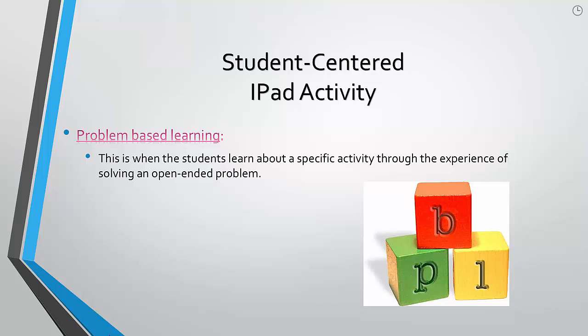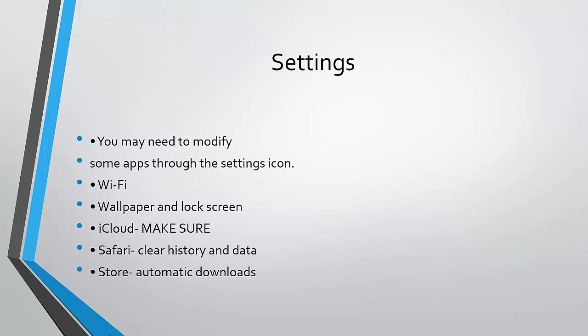Problem-based learning. With this method, the students learn about a specific activity through the experience of solving an open-ended problem. And if we talk about settings, the students will all come and create a solution for an open-ended problem. For instance, wallpaper or a lock screen, how to put it on their iPad and how to figure out how to unlock that screen. They'll come up with that open-ended question and come up with a solution.